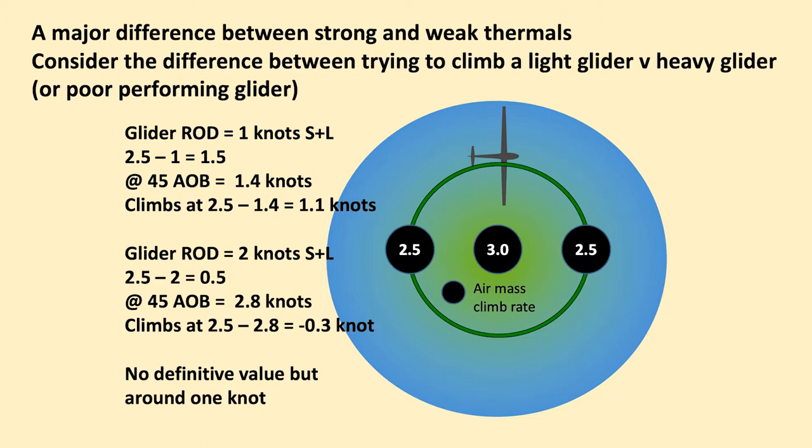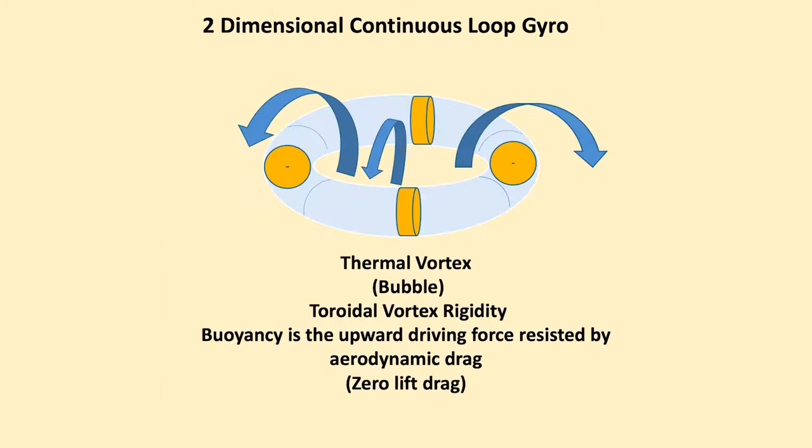Single gyro rigidity. The gyro has got rigidity. And here we have a thermal, and effectively it's a two-dimensional continuous loop gyro. So there is some rigidity in this formation of air movement.